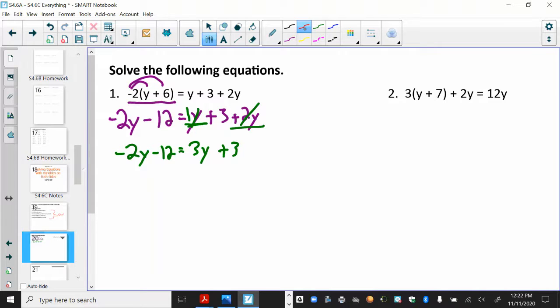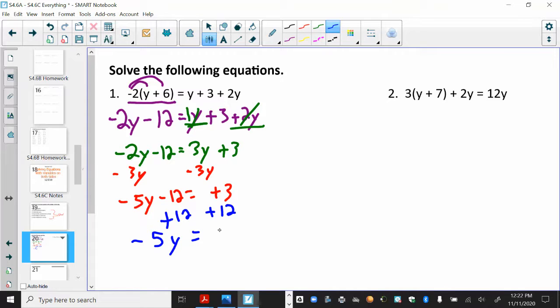Step 3, we're going to move all of our variables to one side. I like to move from right to left when I can. So I'm going to subtract 3y and subtract 3y to get negative 5y. Bring down the minus 12, equal sign, plus 3 on this side. Step 4, I want to undo addition and subtraction from the variable side. So negative 5y minus 12, I'm going to add 12 and add 12 to give me negative 5y equals 15.